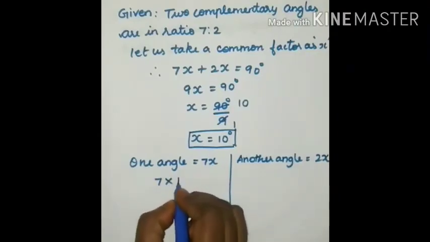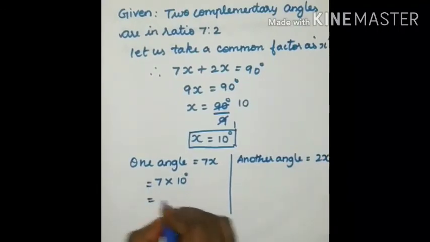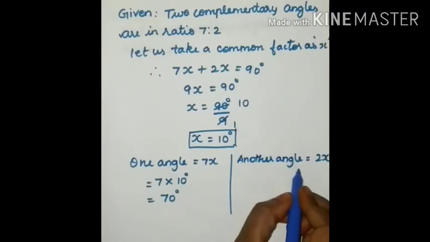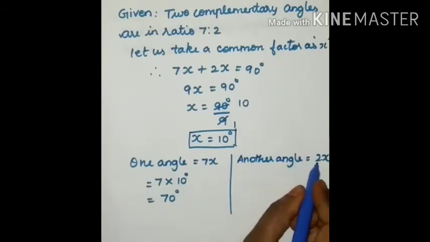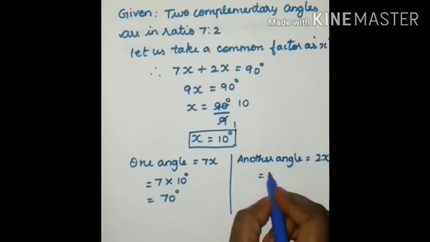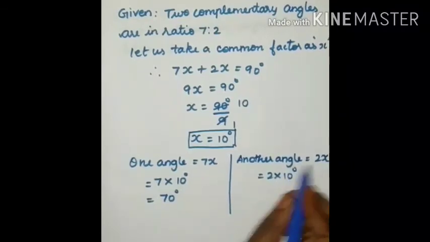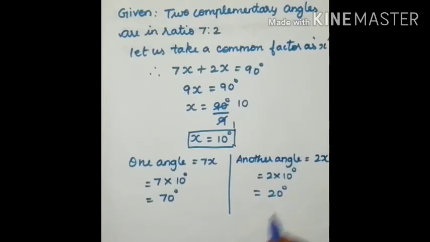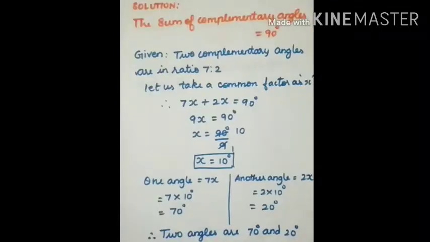7 into 10 degree equal to 70 degree. One angle is 70 degree. Then let's find the other angle, that is 2x. 2 into 10 degree, x value is 10 degree. 2 into 10 is 20 degree. Therefore, the two angles are 70 degree and 20 degree.